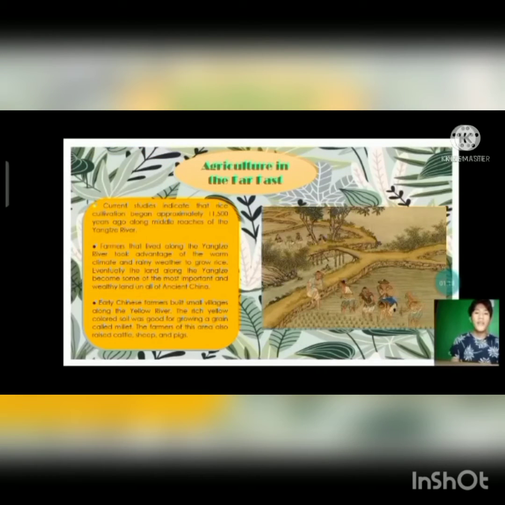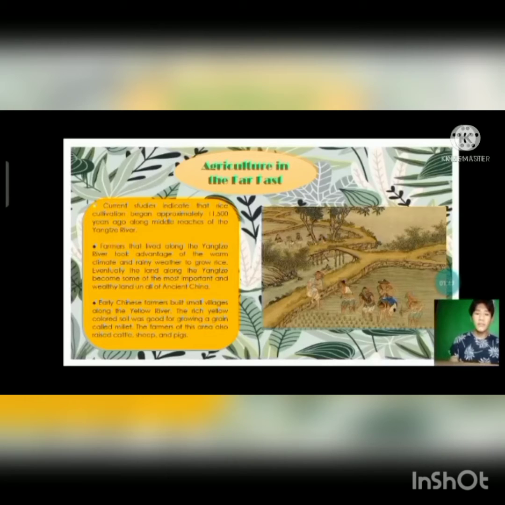So, agriculture in the Far East. Current studies indicate that rice cultivation began approximately 11,500 years ago along the middle reaches of the Yangtze River. Farmers during this era lived along the Yangtze River and took advantage of the warm climate and rainy weather to grow rice. Eventually, the land along the Yangtze became some of the most important and wealthy land in all of ancient China.